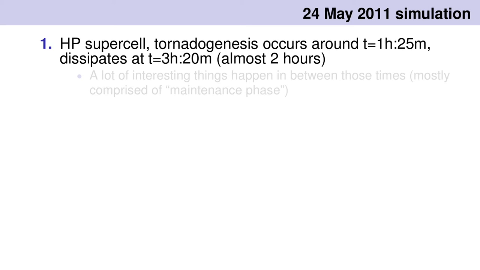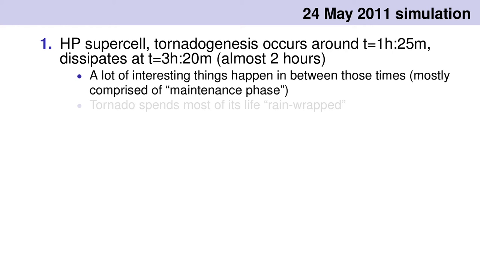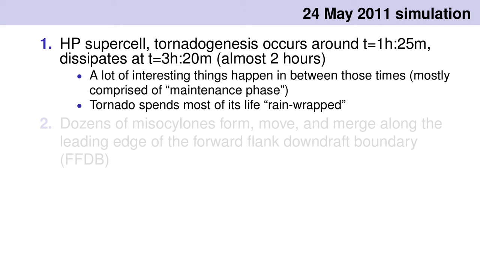The storm produces a tornado. It's on the ground for almost 2 hours, and for much of its life cycle, it's creating winds in the vicinity of 300 miles an hour, 130 meters per second. During this maintenance phase, there's a lot of different things that go on. I'm going to show you some more animations that sort of bring this to light. A tornado spends most of its time wrapped in rain, as they say. That's sort of storm chaser lingo.